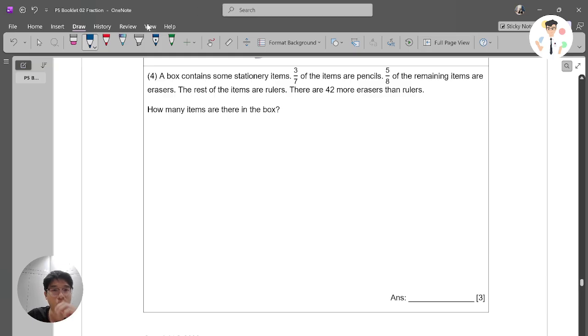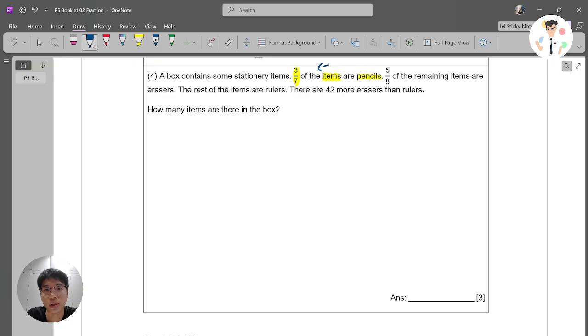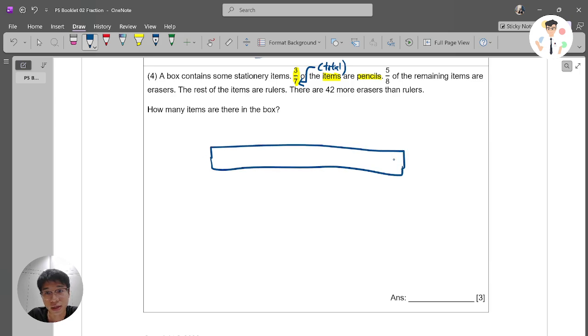Here it says a box contains some stationery items, and 3 out of 7 of the items are pencils. These items basically mean the total, and this 7 is the total, meaning we have 7 units as total. So let's cut this into 7: 1, 2, 3, 4, 5, 6, 7. Out of these 7, how many are pencils? 3. So these 3 will be pencils.